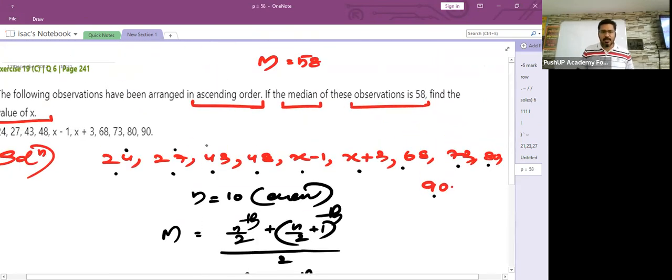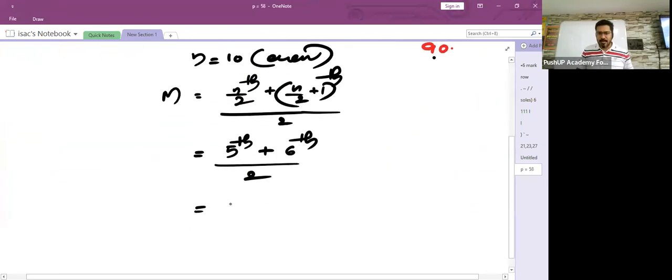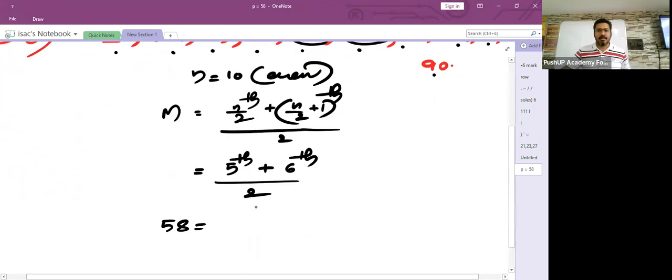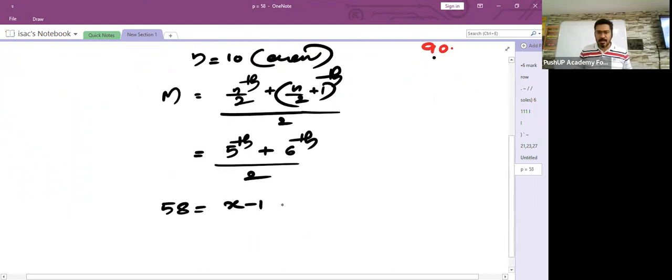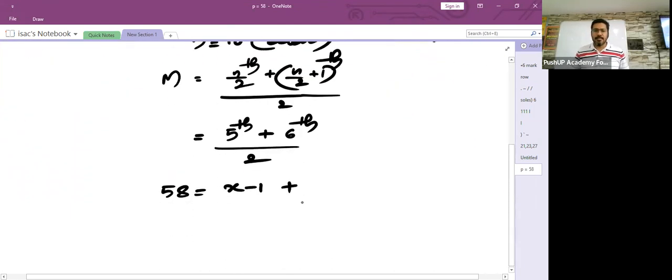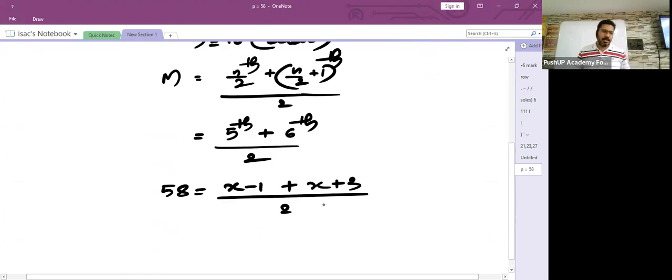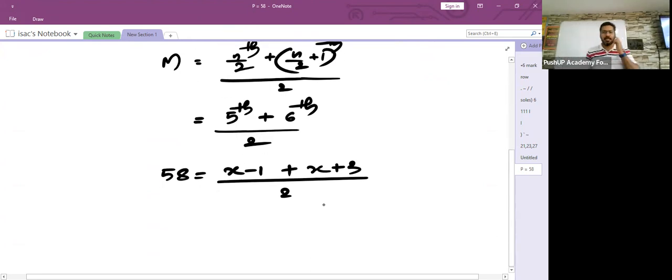Now, what is the 5th term? Children, 1, 2, 3, 4, 5. This is the 5th term and this is the 6th term, x minus 1 and x plus 3. So, how will you solve this? Median value is how much? It was given to us, 58. So, the left-hand side can be filled with 58. Now, what is the 5th term? x minus 1. So, I'll write here x minus 1 plus the 6th term, x plus 3, and then whole divided by 2, right? x minus 1 plus x plus 3 whole divided by 2.